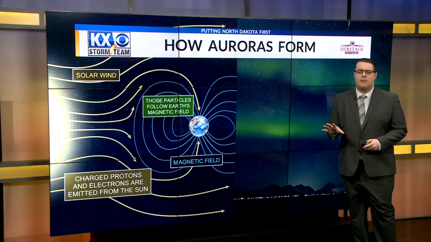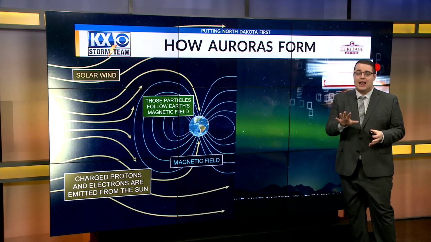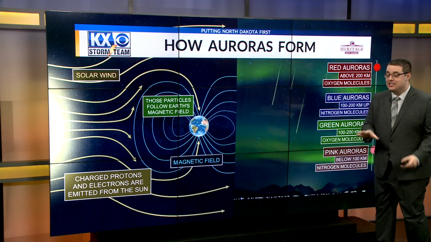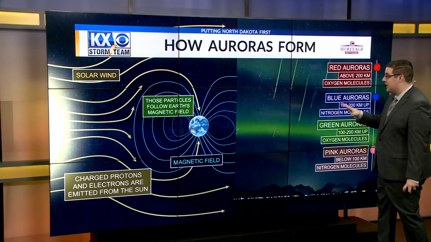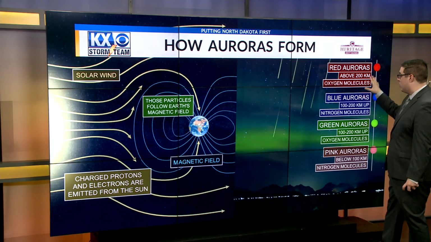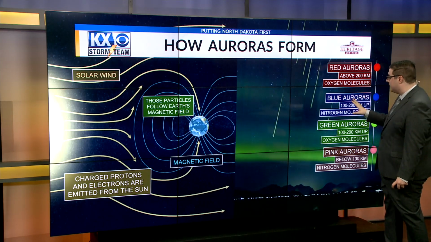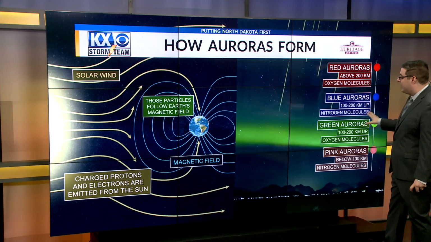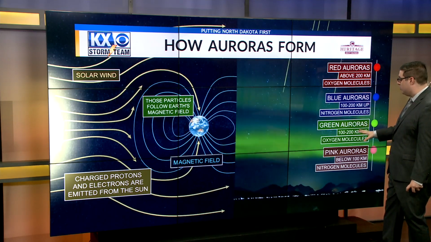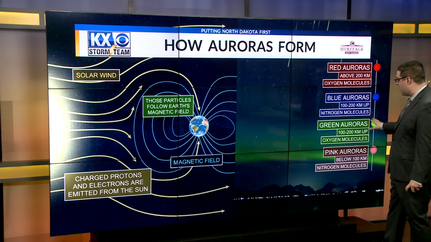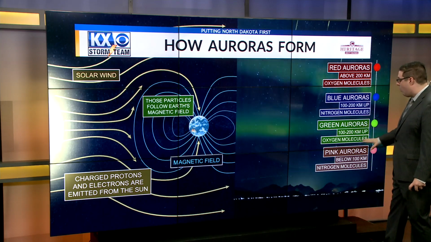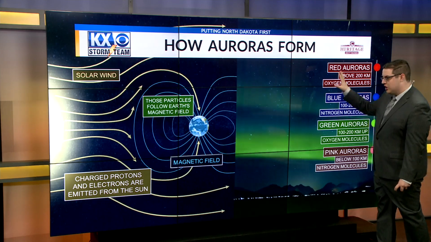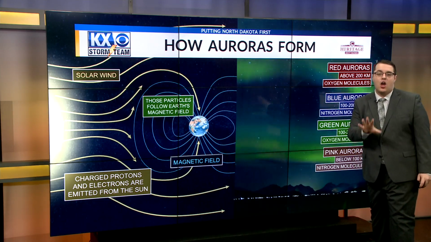So what are some of those molecules that it does interact with, and what are the colors and sort of heights that we see? Well, a red aurora, when you see that, that is going to be those protons and electrons interacting with oxygen molecules above 200 kilometers. We talk about blue auroras. Those are nitrogen molecules above 100 to 200 kilometers. When we get green auroras, those are oxygen molecules that are at 100 to 200 kilometers up, and then pink auroras are going to be below 100 kilometers, and those are nitrogen molecules in the atmosphere. So that's what you're going to get when you see all those colors in the sky on some of these aurora events.